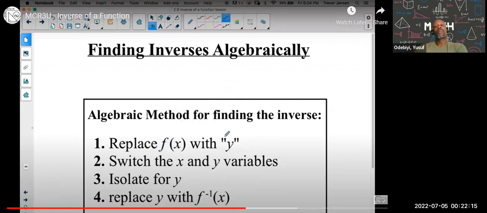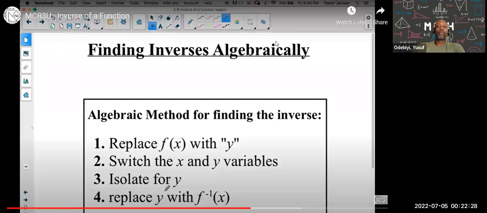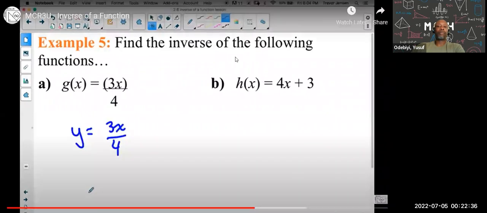First of all, replace f at x with y. F at x means y. And for an inverse function, the x and the y switch with each other. So in the equation, we do that exact thing: switch the x and the y variables with each other, and then rearrange the equation to isolate y. So here's what it looks like. Replace g at x with y. So y equals 3x over 4. Inverse functions, the x and y coordinates switch with each other.